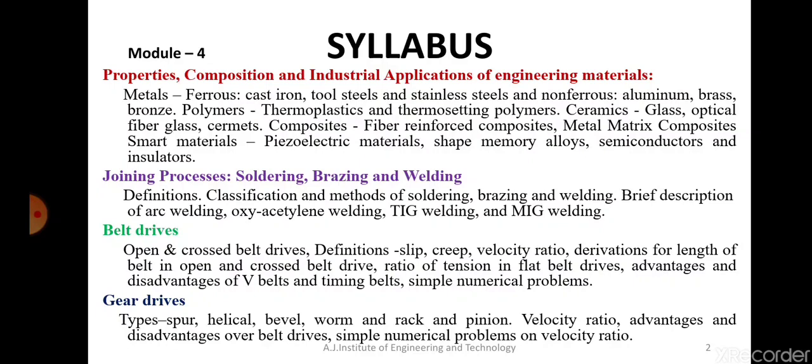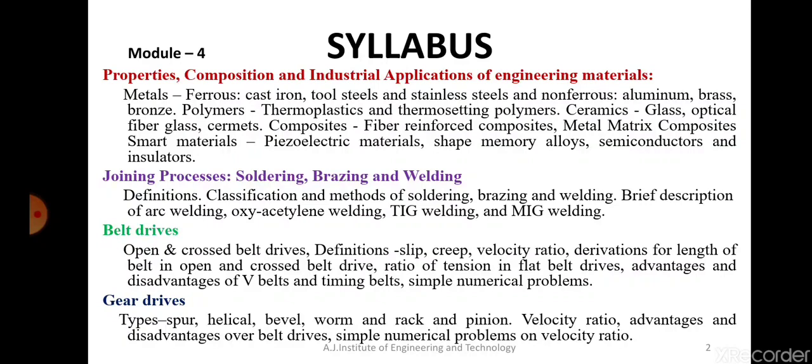So what are smart materials? What do you mean by piezoelectric materials? What are shape memory alloys? What are semiconductors and what are insulators? So in the initial part you will have to study all about materials here: different metals, non-metals, polymers, composites, ceramics and smart materials. Okay, then in the same module, the next part will be something called the joining processes.